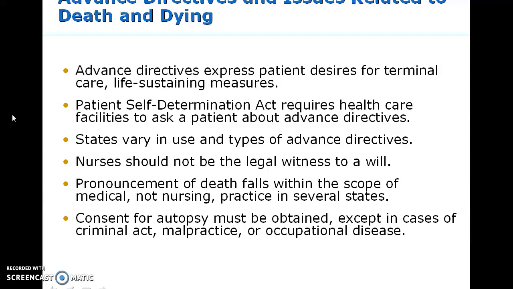Just know that a consent for autopsy must be obtained except in cases of criminal act, malpractice, and occupational disease. So know that if a patient passes away and it's considered a coroner's case or one of these, sometimes the coroner supersedes consent. But remember, consent for autopsy must be obtained, except in these cases. Nurses should not be the legal witness to a will. Should not. And also, pronouncement of death falls within the scope of medicine, not nursing.